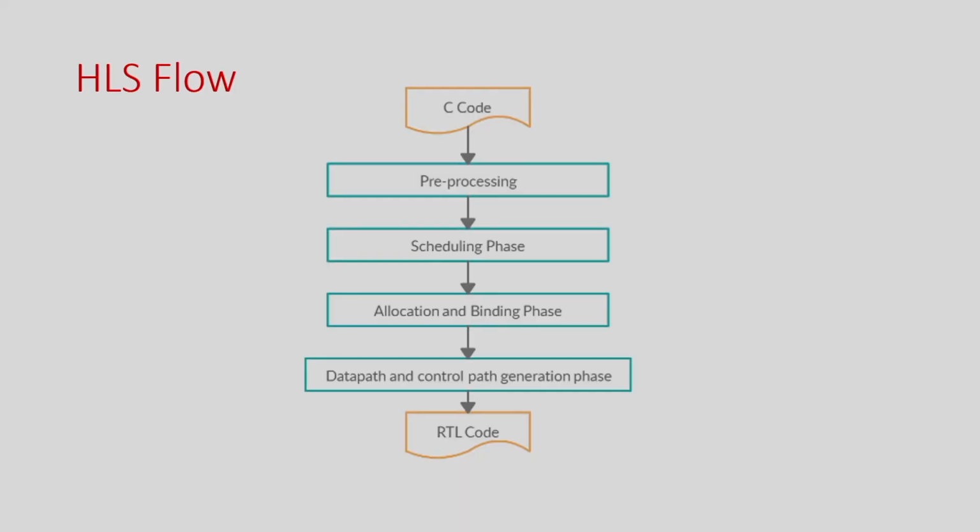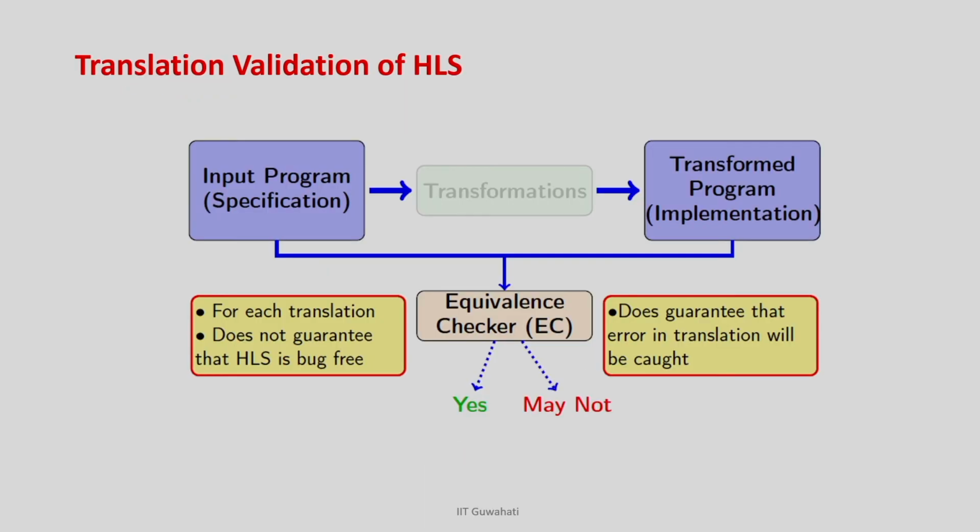Welcome everyone. In today's class, we are going to discuss C to RTL equivalence checking for high level synthesis. As you already know, high level synthesis converts C code into equivalent RTL code, and it goes through various sub-processes like pre-processing, scheduling, allocation, binding, data path and control generation phase. Right. And there are two ways we can verify this process.